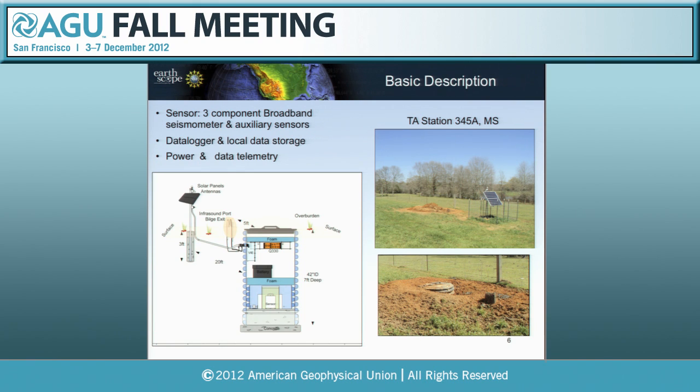In the Transportable Array, we have a standard TA vault with a broadband seismometer located in the bottom, and a data acquisition system with 40 samples per second and 1 sample per second data, co-located with an infrasound acquisition system, which was talked about earlier today in various sessions. Everything is telemetered in real time back to San Diego and onto the IRIS DMC.